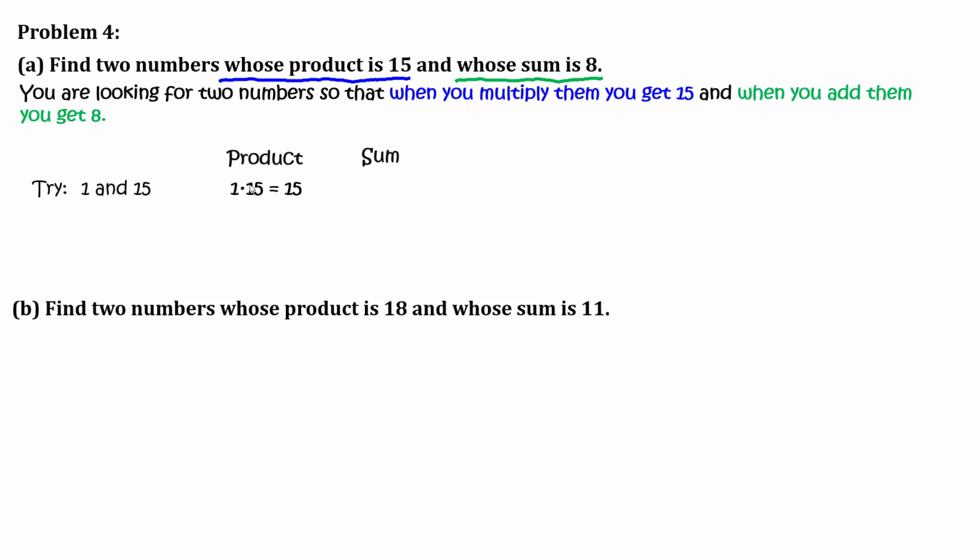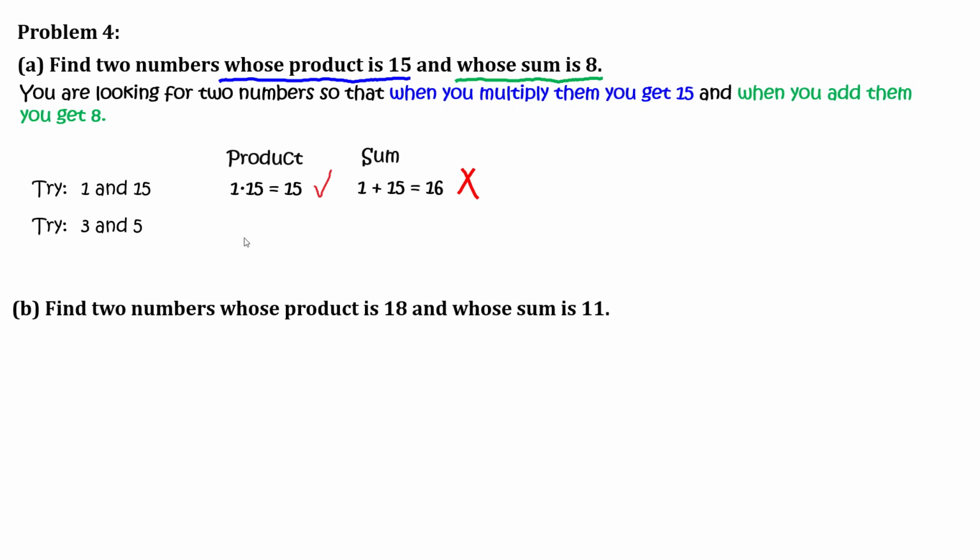1 times 15 is 15. So I did find two numbers whose product is 15. Now I'm going to check if their sum is also 8. 1 plus 15 is 16. It's not 8. So those two numbers cannot be 1 and 15. So what are some other numbers that multiply to equal 15?